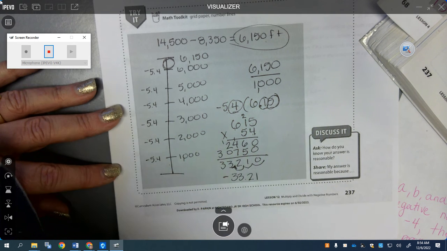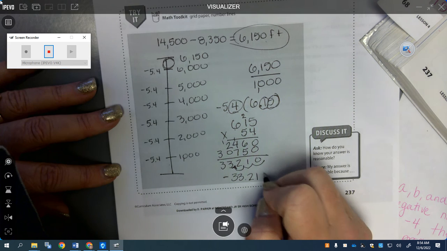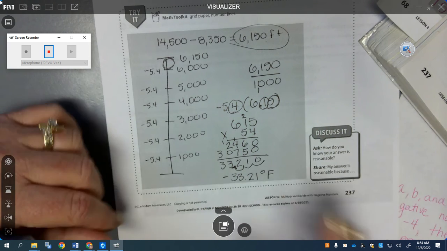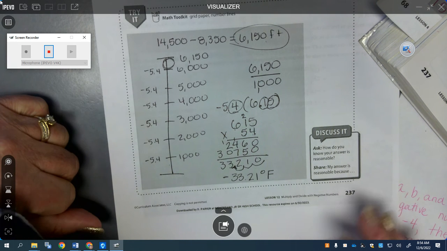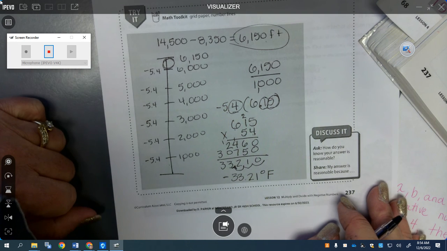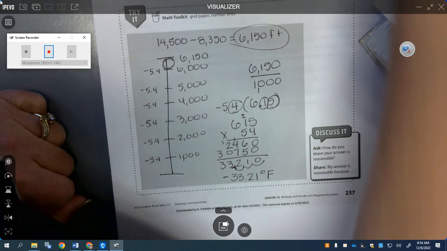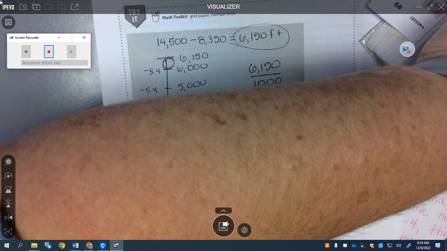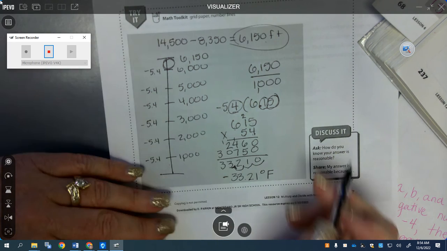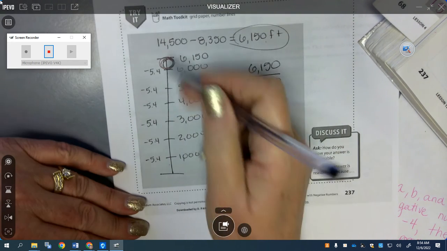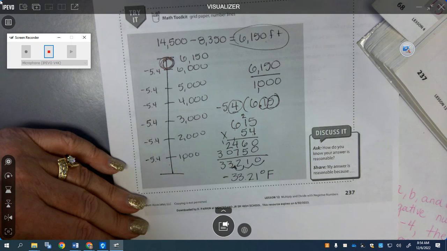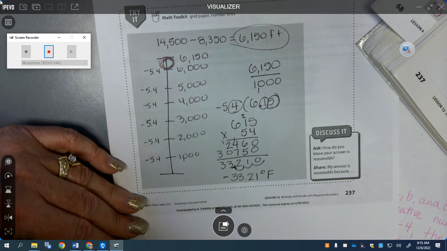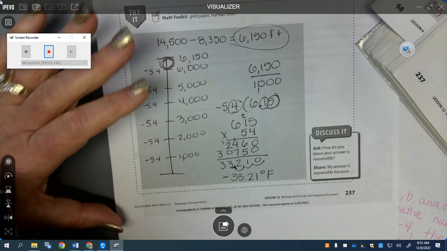The temperature changed by negative 33 and 21/100ths of a degree from the start of the trail to the end of the trail. Make sure you guys have that. Again, two different ways of doing it. This part got a little bit tricky if you did it this way, because you would have had to go through that process of dividing in order to come up with it. Comments, questions, or concerns on that?